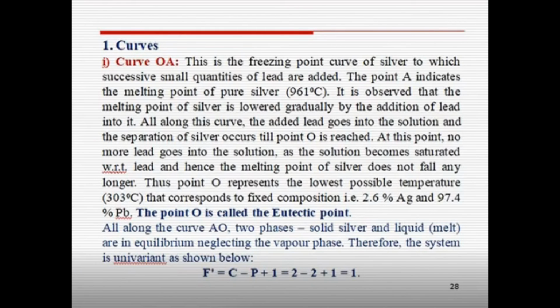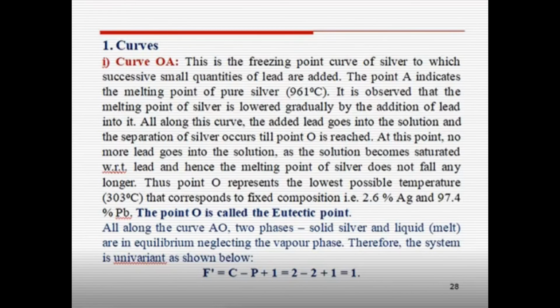At point O, no more lead goes into solution as the solution becomes saturated with respect to lead, and hence the melting point of silver does not fall any longer. Thus, point O represents the lowest possible temperature, that is 303 degrees Celsius, which corresponds to a fixed composition, that is 2.6% silver and 97.4% lead. This point O is called the eutectic point, which we will define later.